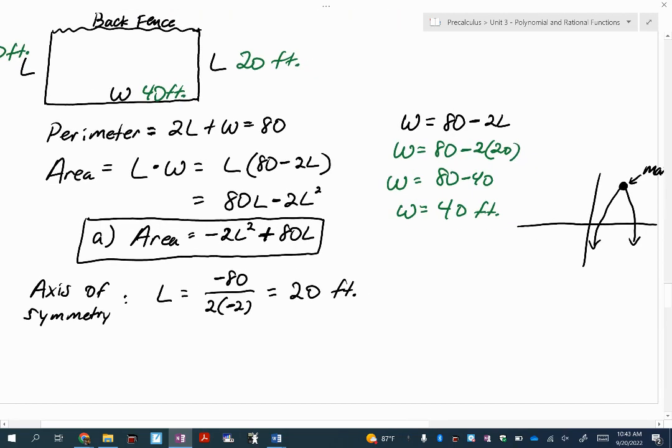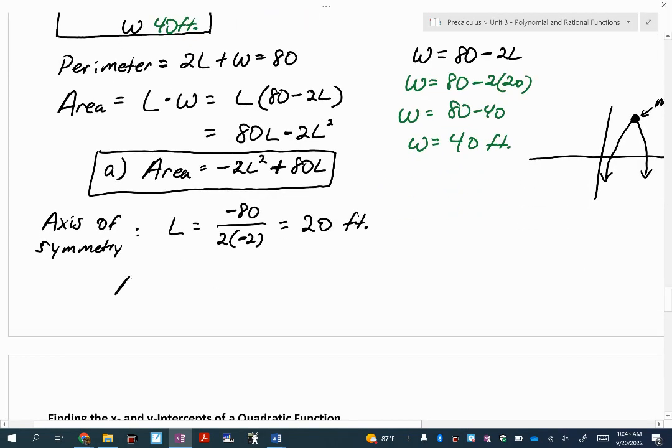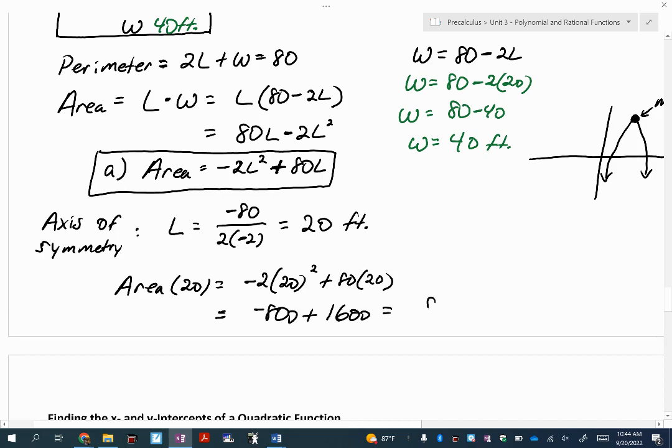But I did want to show you that if you were to take the time to plug in that 20 into the area function, so if I evaluate that area function at 20, you get 20 squared times negative 2 plus 80 times 20. So that's going to be, let's see, 20 squared is 400. That's negative 800 plus 1600. So you get 800 square feet is going to be the maximum area.